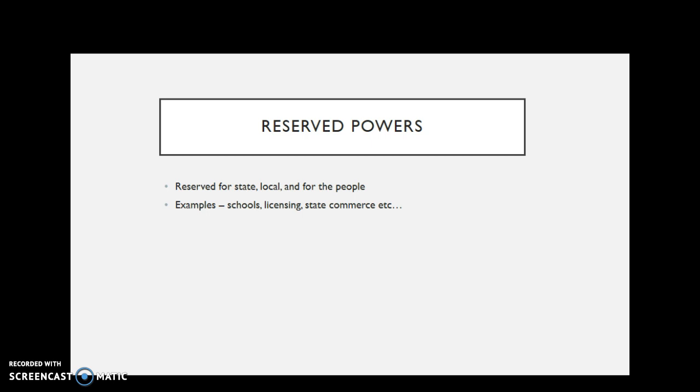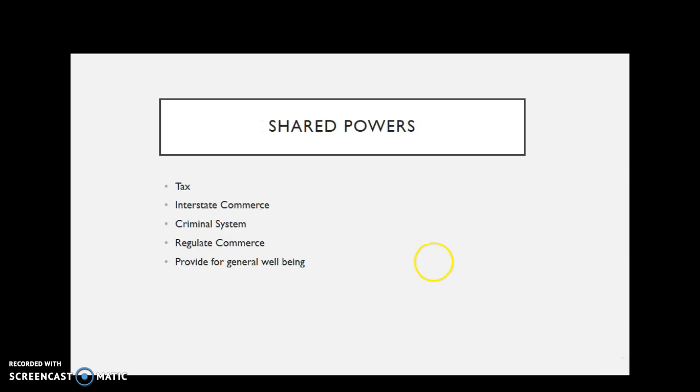Delegated powers are powers that the national government is in charge of, given to them by the Constitution. Some powers are shared, like the power of the tax, interstate commerce, our criminal system, and we both have state and national courts and punishment and prisons, regulating commerce and providing for the general well-being.